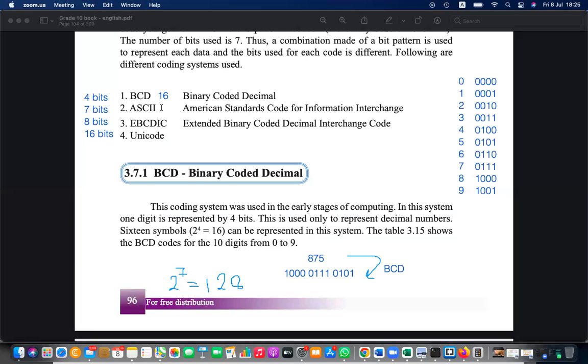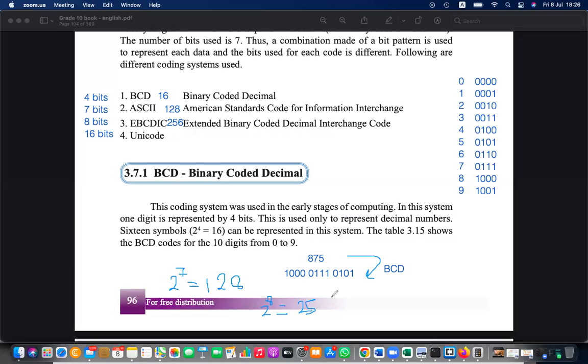EBCDIC has 8 bits. How many symbols are there? 256. Yes, EBCDIC 256, right? So 2 to the power 8. I'll put it here. So that is 2 to the power 8. 8 bits and 2 to the power 8. Extended ASCII also has 8 bits, so this is 256.